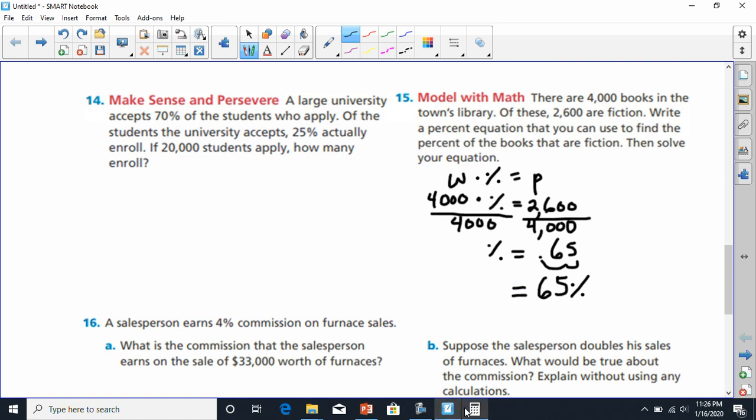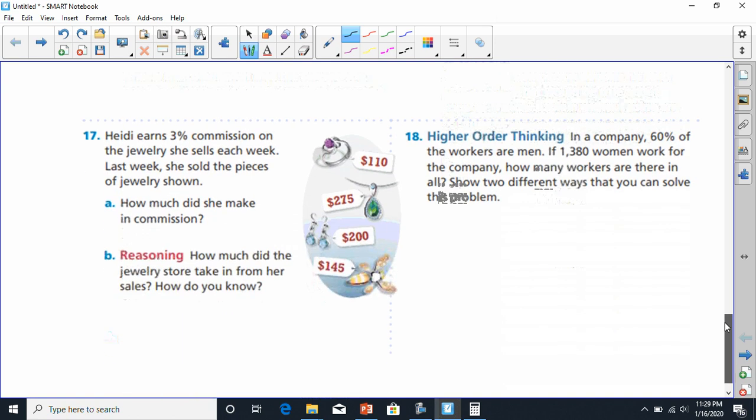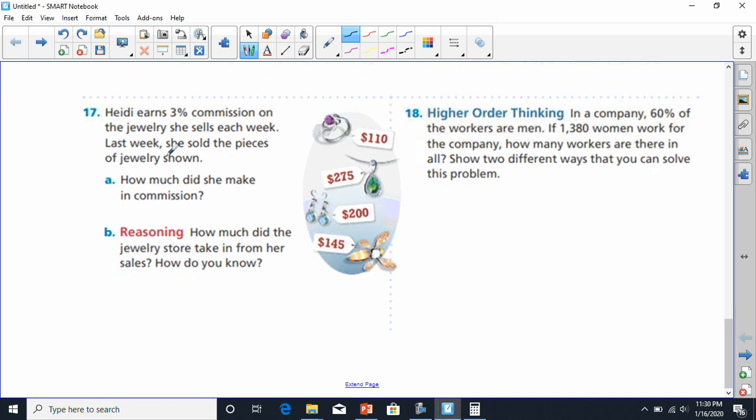Time to move on to the next one. All right, moving on to number 16. Actually, number 17. Heidi earns 3% commission on the jewelry she sells each week. Last week, she sold the pieces of jewelry shown. How much did she make in commission, and how much did the jewelry store take in from her sales?